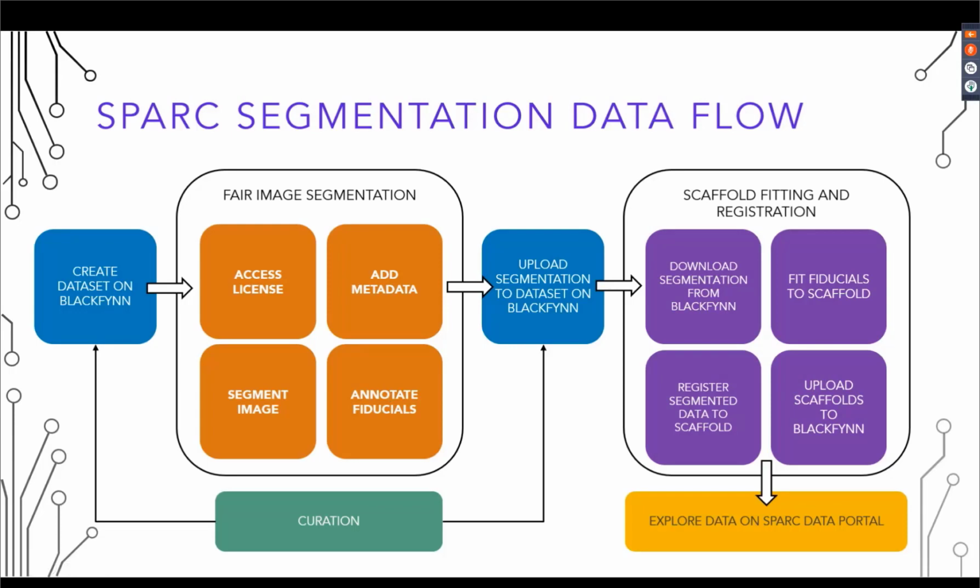Following this, you will upload your image and segmentation files to the appropriate dataset on Blackfin. SPARC MAP-CORE's scaffold team can download your segmentation, fit fiducial information to the scaffold, and register the segmented data to the scaffolds. Lastly, the scaffold and segmentation can be displayed on the SPARC data portal once your dataset is published, allowing anyone to explore your data. Additionally, the data is made available to SimCore to generate data simulations, which can further expand the utility of the experimental data.